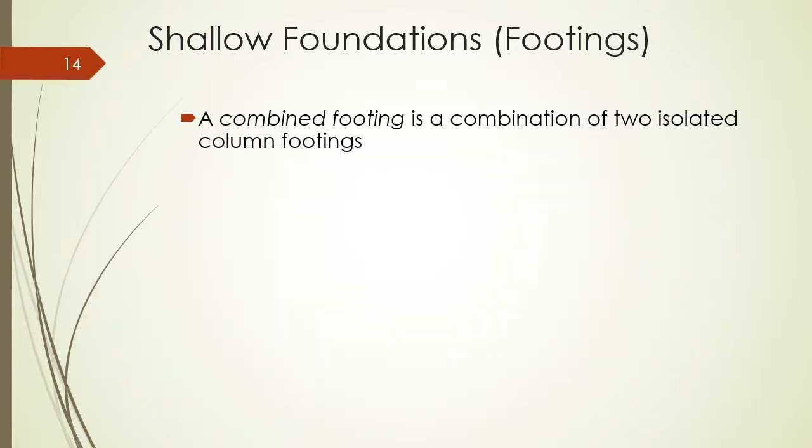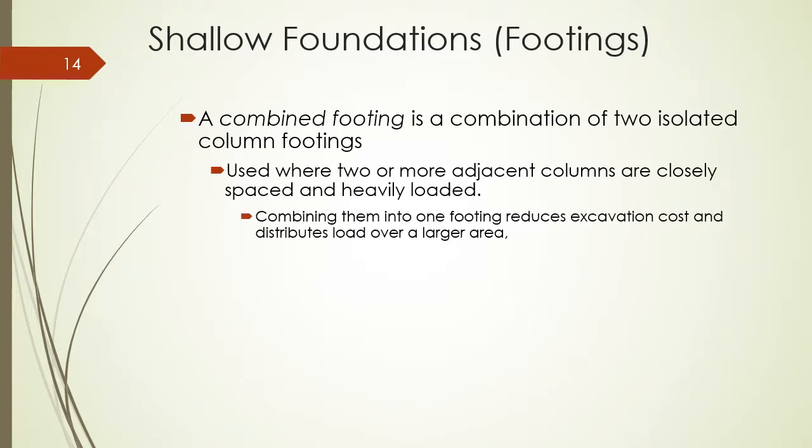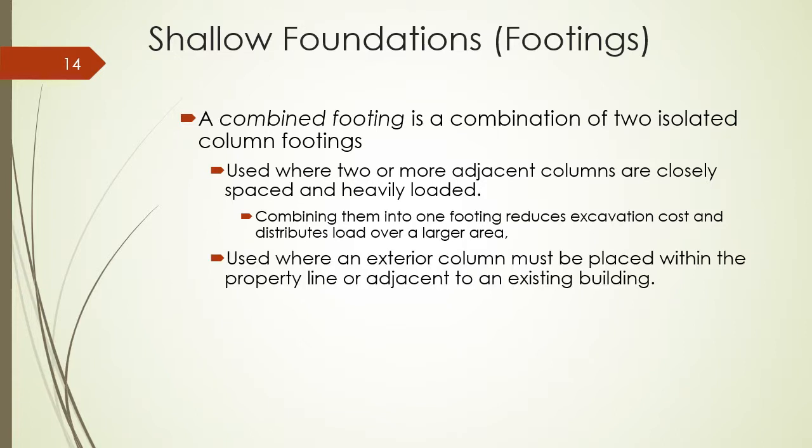A combined footing will combine two isolated column footings. Usually I have two or more adjacent columns that are closely spaced, heavily loaded, and combining them into one footing reduces my excavation. There's that cost factor again, and we'll distribute the load over a larger area. Or it might be used where an exterior column is right on the property line or adjacent to an existing building, and I cannot build my normal isolated footing.